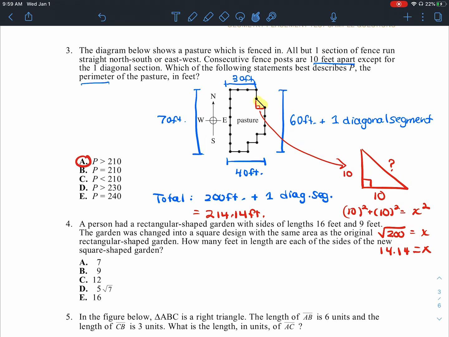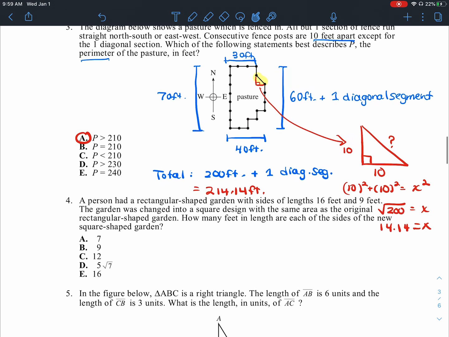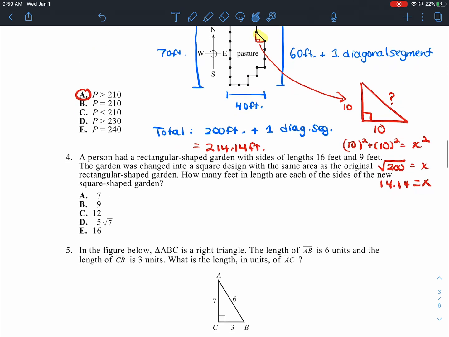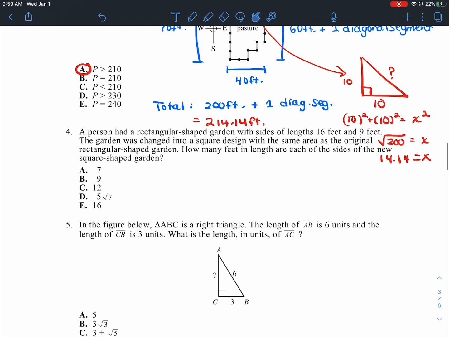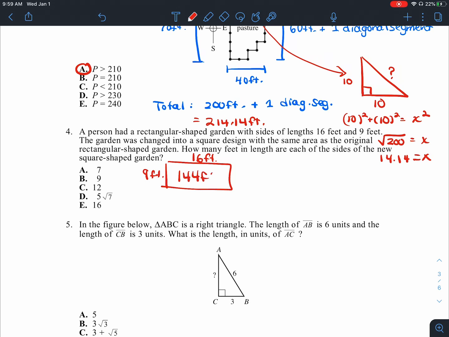All right, let's take a look at the next one here. A person has a rectangular shaped garden with sides of length 16 feet and 9 feet. The garden was changed into a square design with the same area. So we know that it started out 16 feet by 9 feet. If I multiply 16 and 9 together, the area of that rectangular garden is 144 square feet.